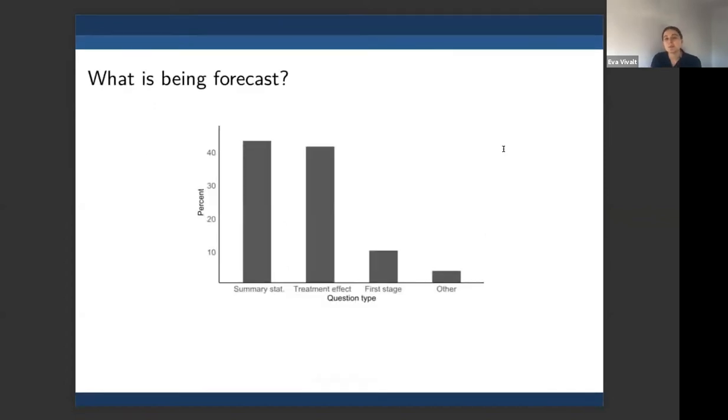Actually, if you look at what people are getting forecast on the Social Science Prediction Platform, surprisingly to me, people are often asking for summary statistics, important summary statistics. And this is even after segmenting out the first stage, which also is pretty popular. So it's about an equal share of summary stats and treatment effects. So that's actually pretty interesting.